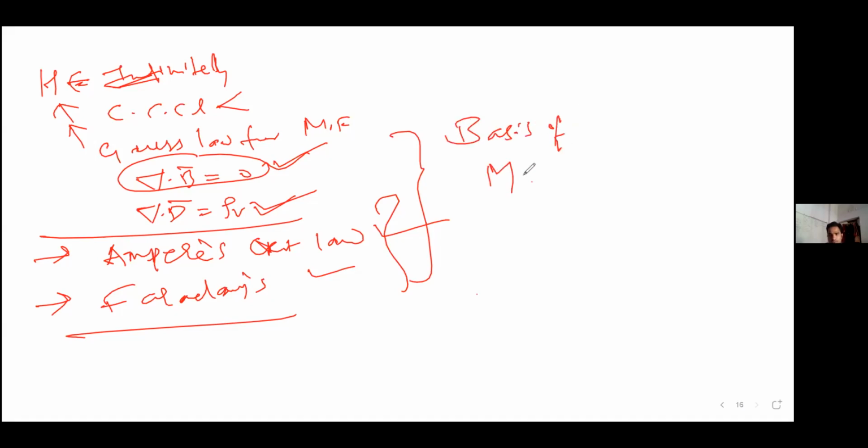Maxwell's equation. These four laws form the basis of Maxwell's equation. And then we move ahead to our next topic. After this, we'll go for Maxwell's equation. Then we'll move ahead to our next topic: when we solve this Maxwell equation, we get something called uniform plane waves.